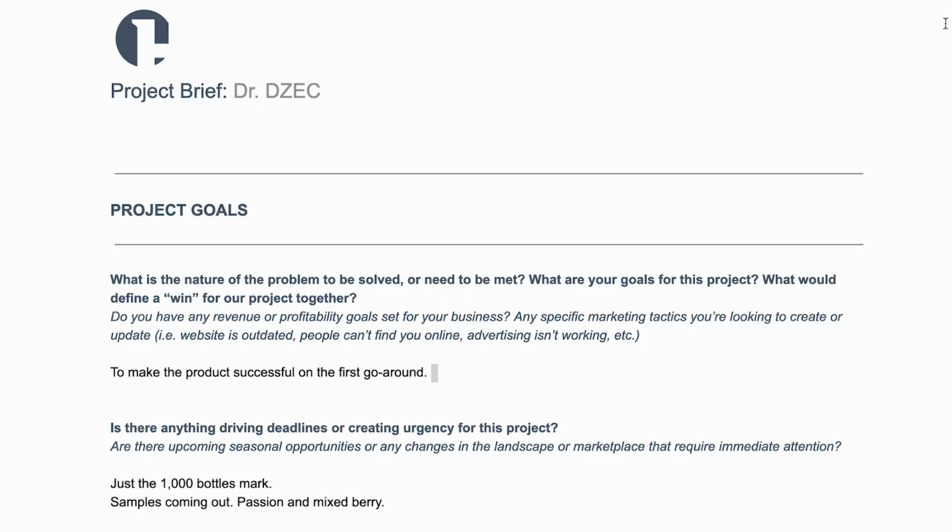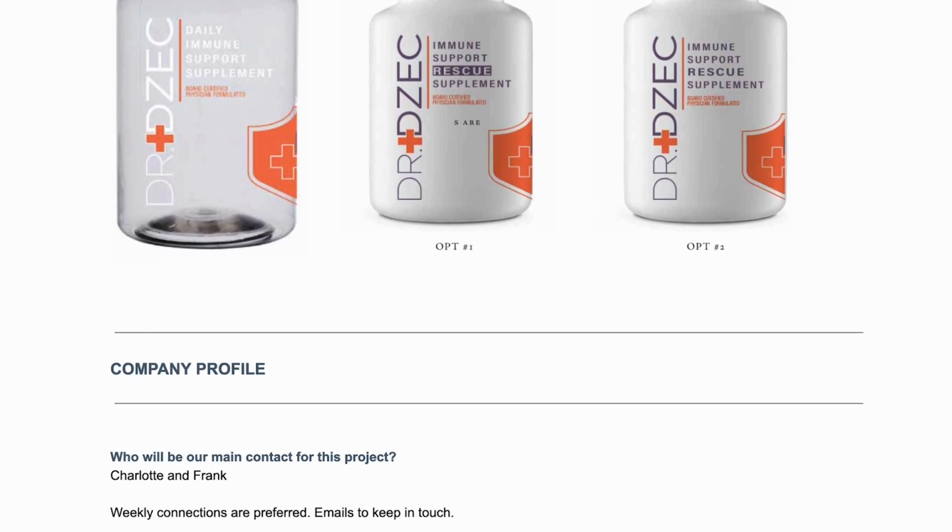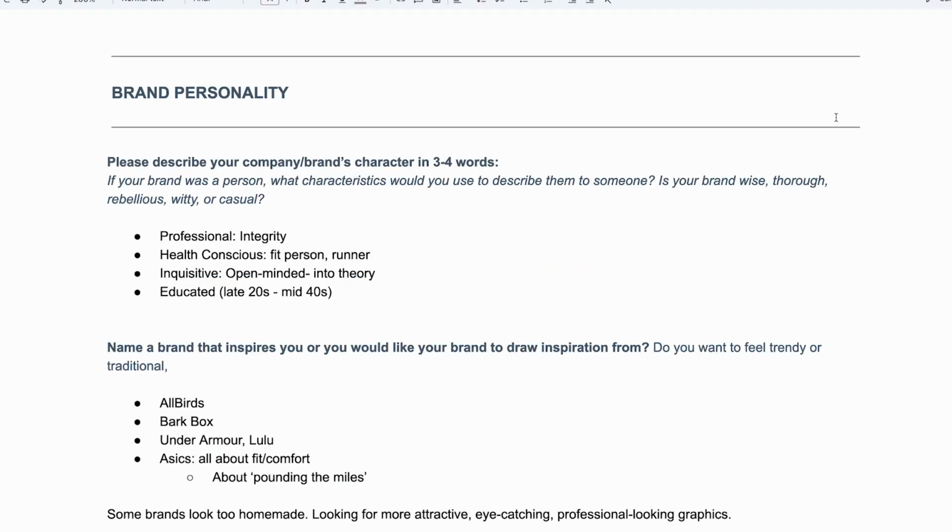And then when we go into the kickoff part of the project, we'll go through a project brief. What that basically looks like is a questionnaire. We will take them through a variety of questions and start to learn a little bit more about their business. A key part of this project brief is actually the brand personality section.